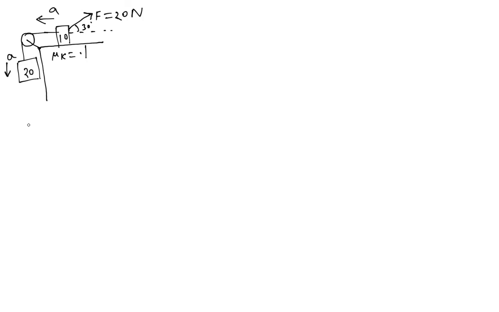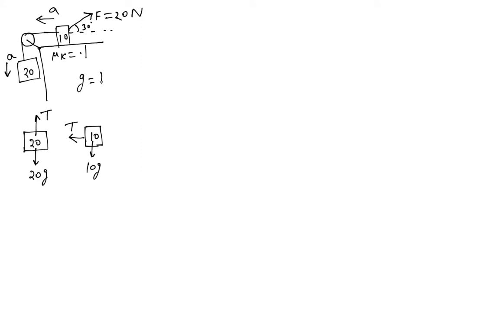Okay, we do the same thing, make a free body diagram. Nothing changes except the direction of friction. So this is 20, there's a tension acting, there's a force of gravity acting. Similarly for the other mass, there's a tension acting, there's a force of gravity acting.